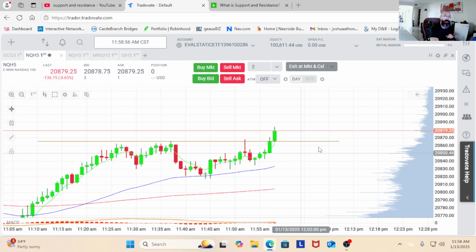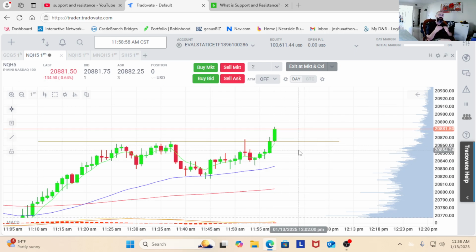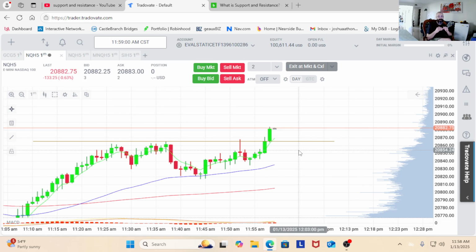And once you have a couple 5 minute candles that close above a known good resistance, or vice versa, a known good support, the 5 minutes are a pretty good determination that it's a true break of the support or a true break of the resistance.